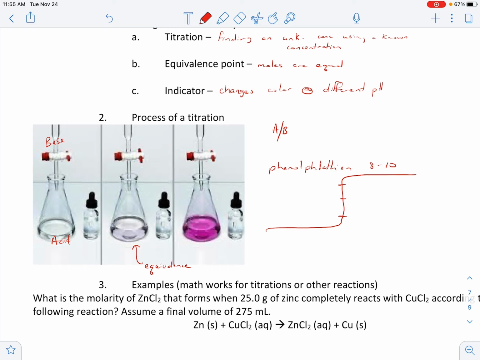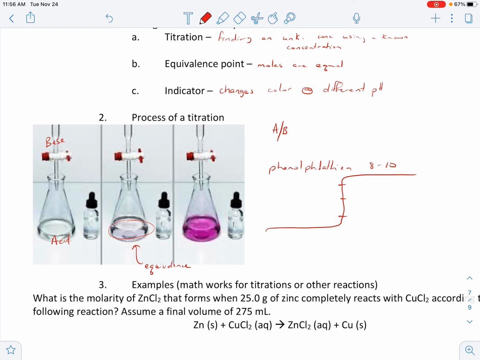This would actually be way past our end point, and we would have a pH of maybe 12 or 13, depending on the base we're using. So our goal is to get this very faint pink color, and we want it to persist for 3 seconds. For right now, we're going to go more into that when we cover acids and bases a little bit later next semester. But for right now, this is a good start for us.